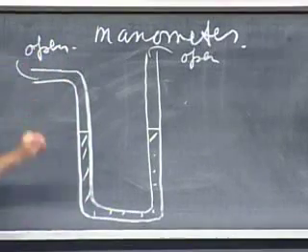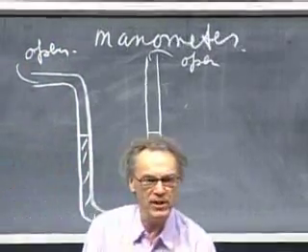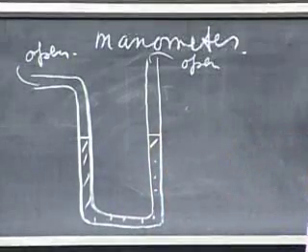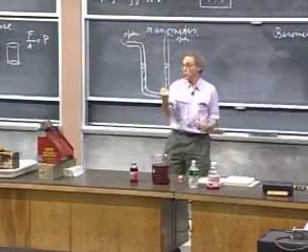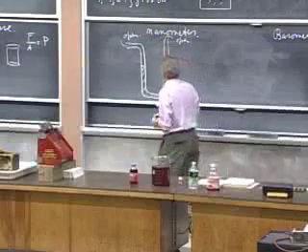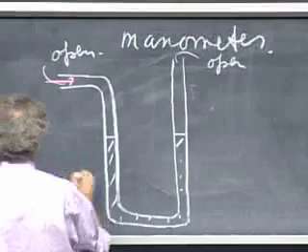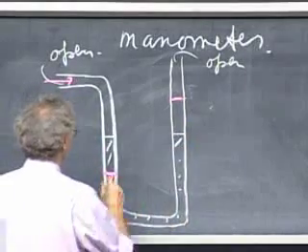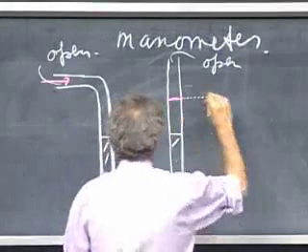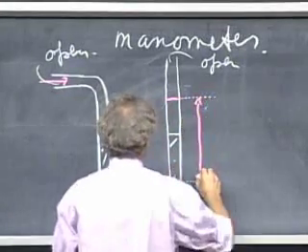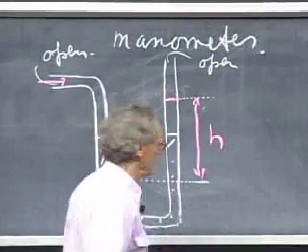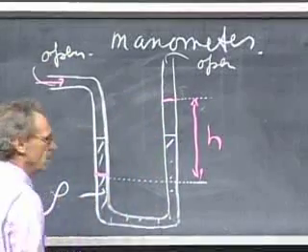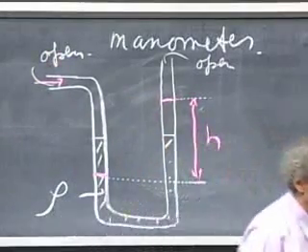I put my mouth here, and I'm going to see how much overpressure I can produce in my lungs by blowing. I'm going to blow in here, and then this level will go down and this level will go up. And this height difference, let's call that h. And the density of this fluid is rho. We will use water for that.